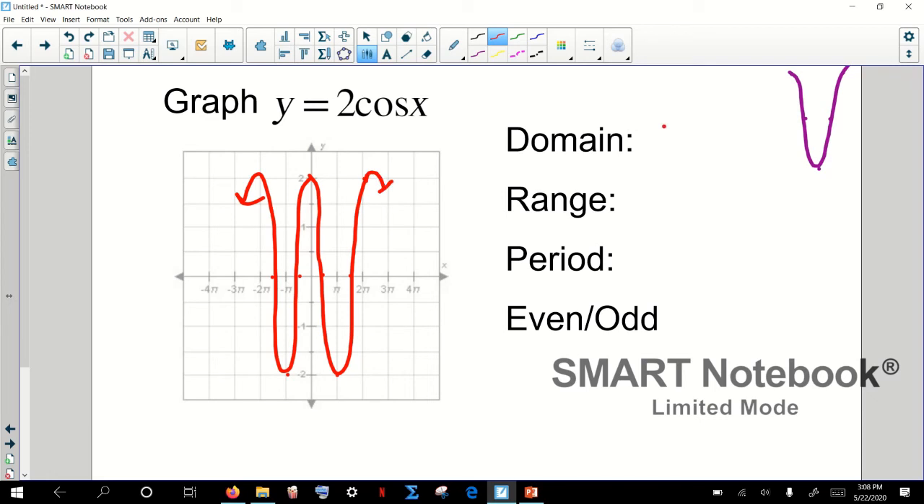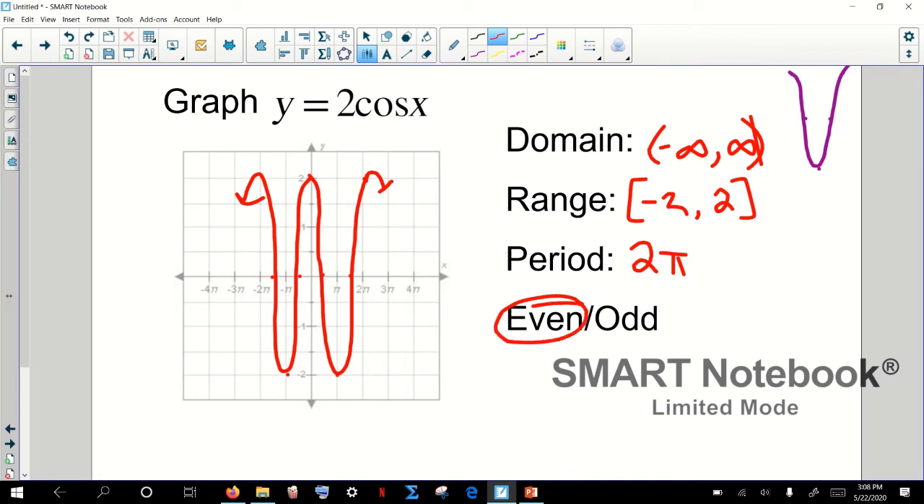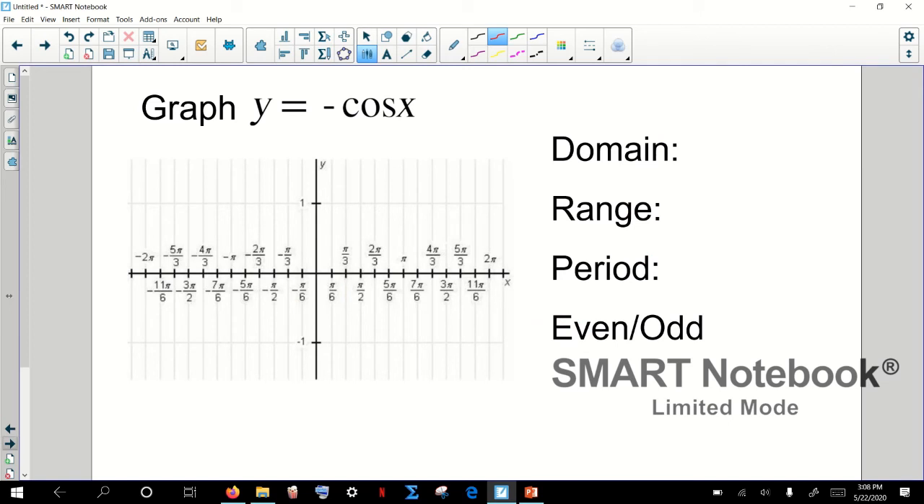So our domain is the exact same, all real numbers. Our range, however, changes because it's stretched. So our range is going to be negative 2 to positive 2. Our period is again 2 pi, because it's just stretched vertically, it's not stretched horizontally. Okay, and then again, since it's cosine, we have an even function. All right, now let's talk about negative cosine.